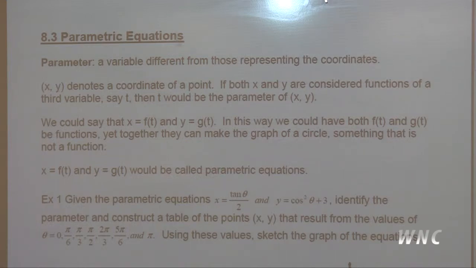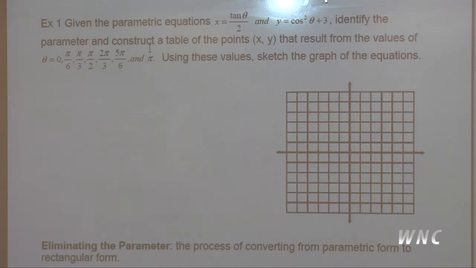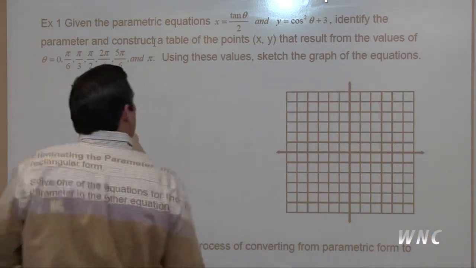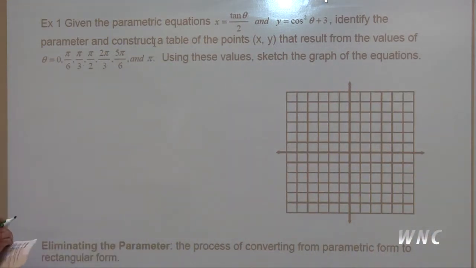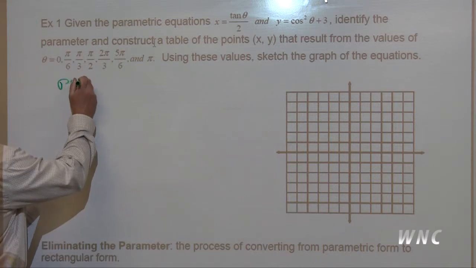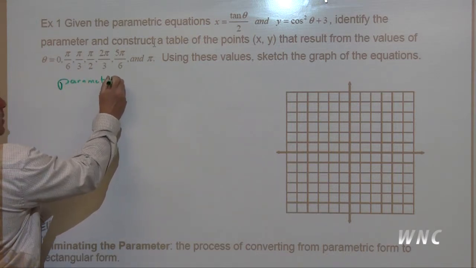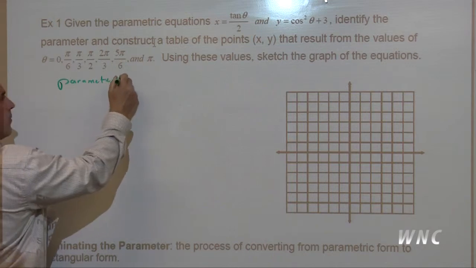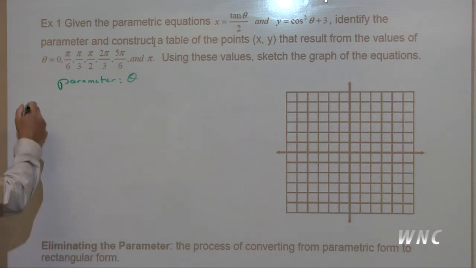So let's take a look at example 1. Given the parametric equations, x equals tangent of theta over 2 and y equals cosine squared theta plus 3, identify the parameter and construct a table of the points x, y that will result from the values. Now, the parameter in this case is not t, it is theta. That's our parameter. So let's make a table here.